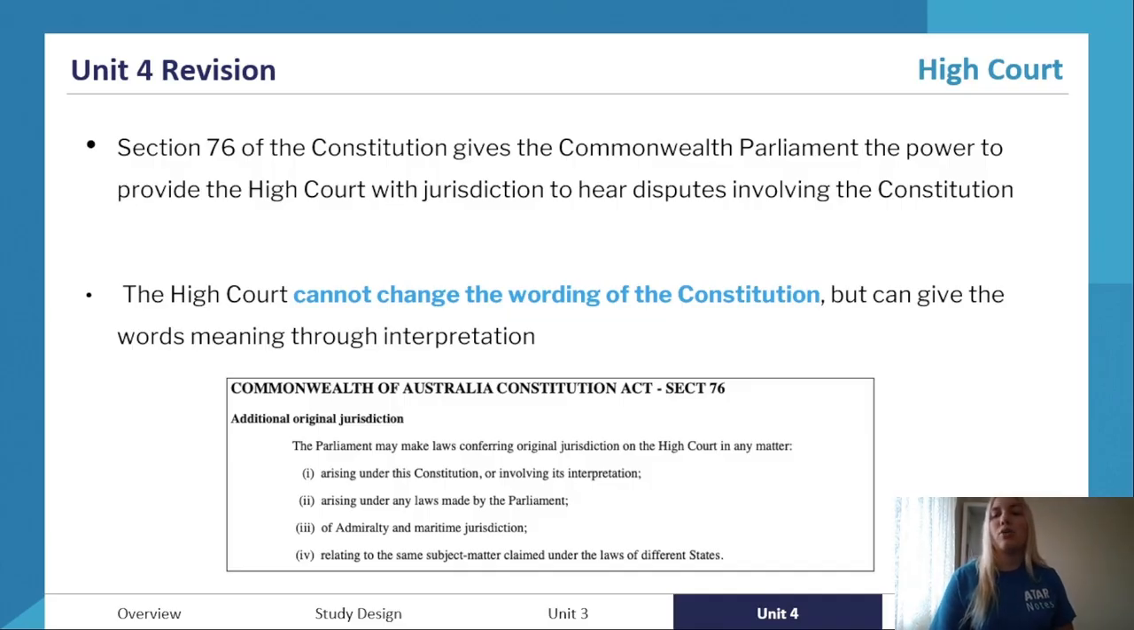Okay, now how the High Court protects from parliamentary corruption.